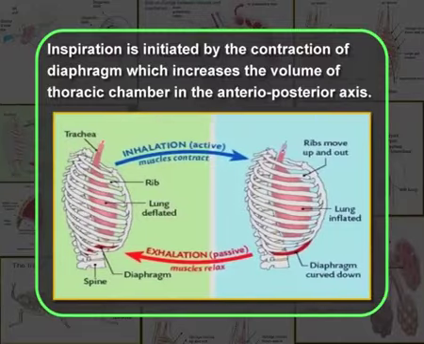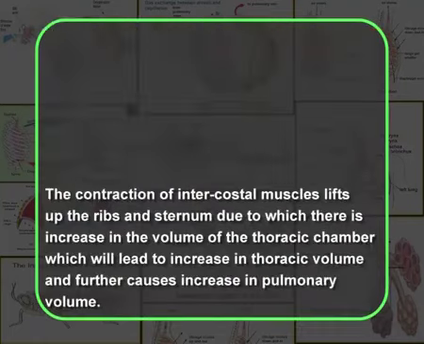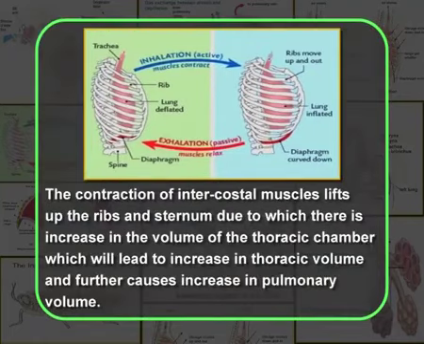Now, inspiration is initiated by contraction of the diaphragm, which increases the volume of the thoracic chamber in the anterior posterior axis. The contraction of intercostal muscles lifts up the ribs and sternum, due to which there is an increase in the volume of the thoracic chamber, which will lead to an increase in thoracic volume and further causes an increase in pulmonary volume.